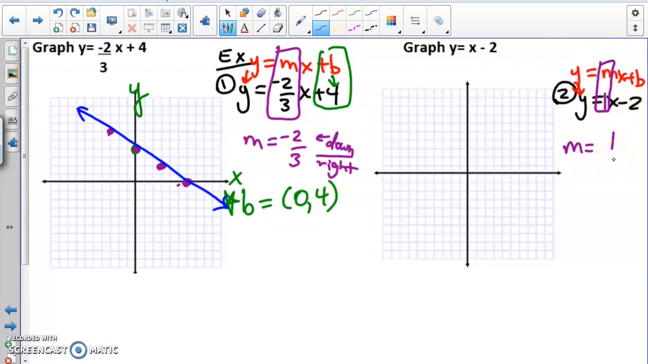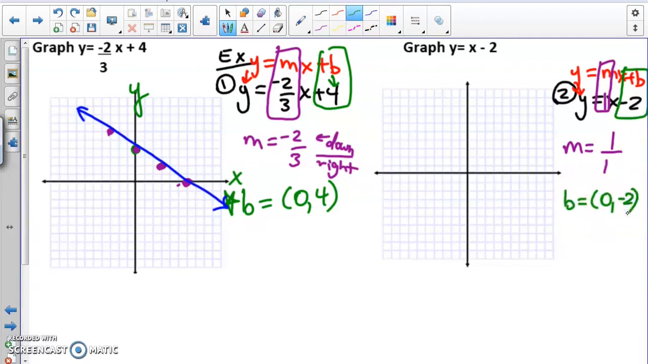And we have to have it as rise over run, so we say 1 is over 1. All whole numbers, all integers, can be placed over 1. And then our b will be -2. So b equals, well, remember, always write it like a point: (0, -2).